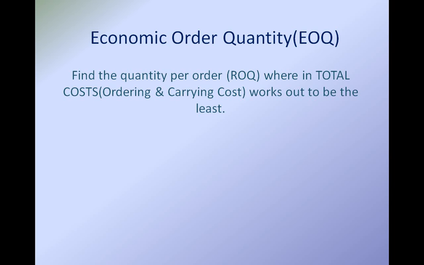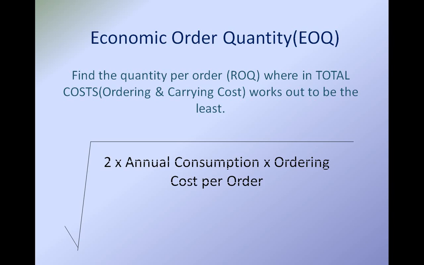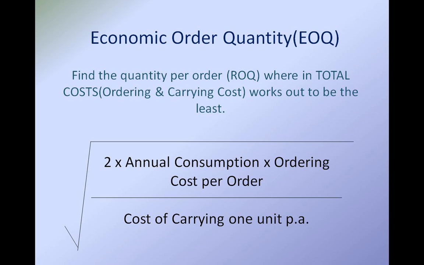Now to find out the economic order quantity, we have a simple formula. It is the square root of 2 into the annual consumption into the ordering cost per order divided by the carrying cost of 1 unit per annum. It is a very simple formula to learn and memorize. It will be all the more easier once we do a sum using this formula.